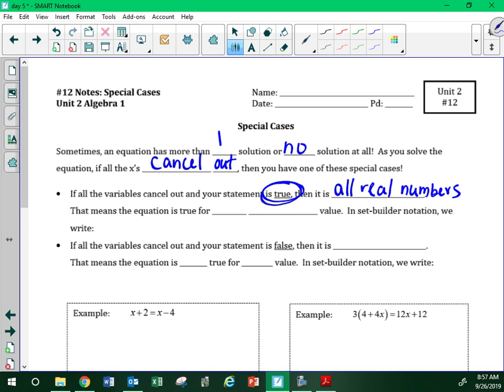So if all the variables cancel out and your statement is true, then our answer is all real numbers. And instead of having to write out all real numbers, we have a notation for that. It's this fancy R, like a capital R with an extra leg. So go ahead and write that down, because you can write that instead of writing out in words all real numbers. When this happens, that means the equation is true for every possible value.